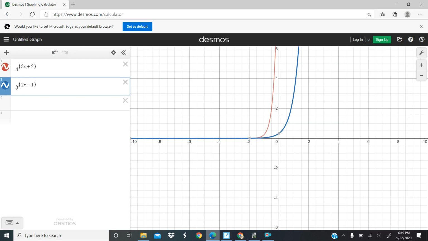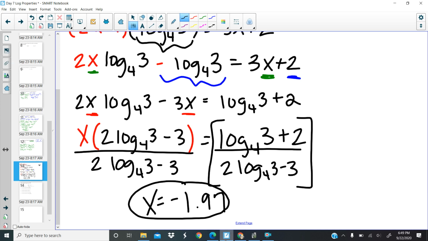So the left-hand side of our equation was 4 to the 3x plus 2, and the right-hand side was 3 to the 2x minus 1. So just make sure that you type those in separate equation spots on Desmos. And whenever I typed it in, this little gray dot around negative 2 popped up. And if I just click on that dot, it gives me my intersection point at negative 1.97, which is what we got by working it out by hand as well. So just know that if you get stuck in this long process and you're not sure where to go, then you can use Desmos to graph it as well.